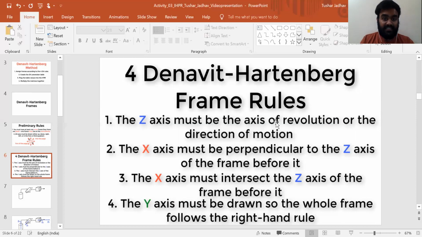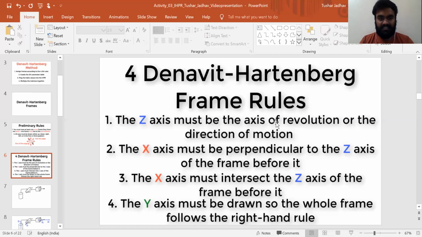Then the x-axis must be perpendicular to the z-axis of the frame before it. Now I'm not pointing to the frame of the joint. I'm talking about the x-axis must be perpendicular to the z-axis of the frame before the particular joint. Okay, so if you are at the second link, there might be a frame before it, so your x-axis of the second link should be perpendicular to the z-axis of the first link. So this is a little different kind of rule. You need to account for which frame you are going to collect.